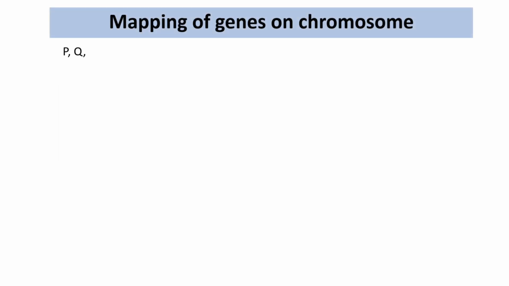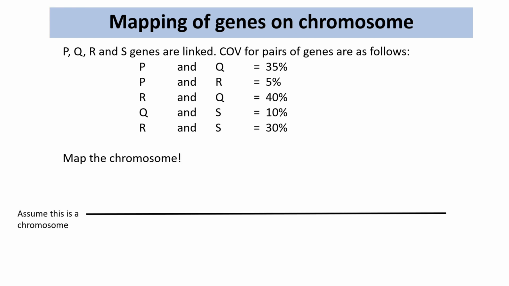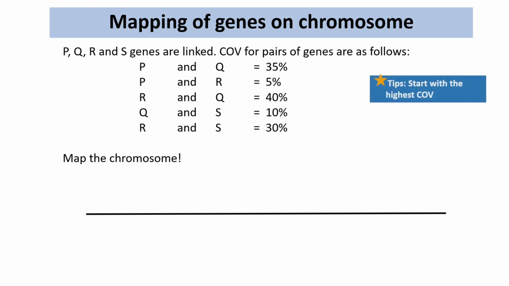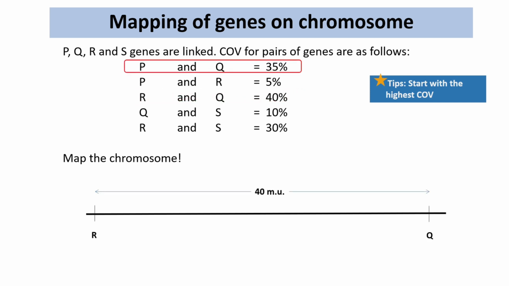Second example is P, Q, R, and S genes are linked. COV for pairs of genes are as follows. Map the chromosome. Assume this is a chromosome. Tips to answer is, start with the highest COV. R and Q has the highest COV, followed by P and Q.